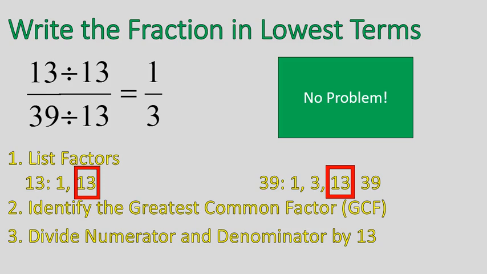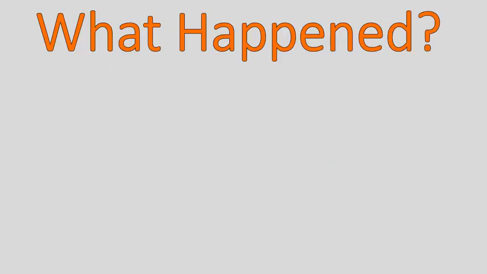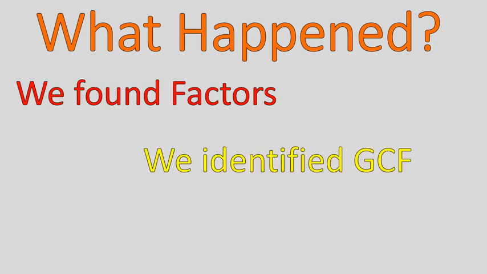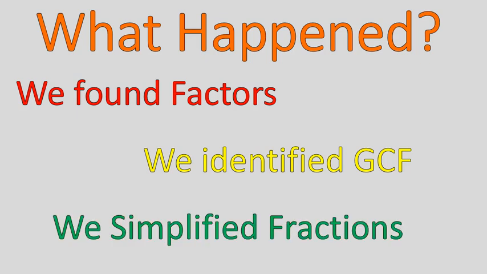Okay? So, what happened today? How on earth did we just learn how to simplify fractions? Well, we found factors, identified the greatest common factor, and used that to simplify fractions. Fractions don't have to be complicated. Just look at it in steps, all right? You know how to find factors. You know how to find greatest common factors. The next step is just using them to simplify fractions.